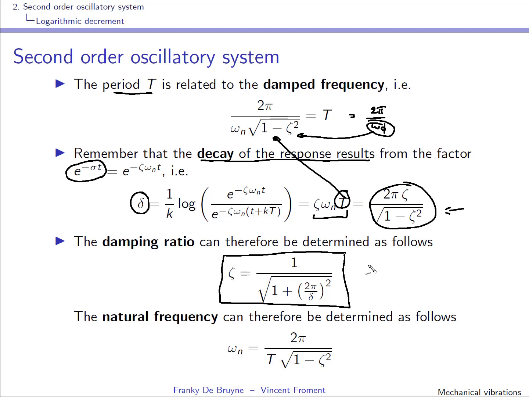So it's just a matter of looking at the response, the step response, for instance. Look at the successive peaks, compute the logarithmic decrement, and then you obtain a value of zeta. Once you have the value of zeta, you can use it to compute omega n. And this leads you to this formula here, where you have to plug in this thing in here, and T, the period, is obtained experimentally.